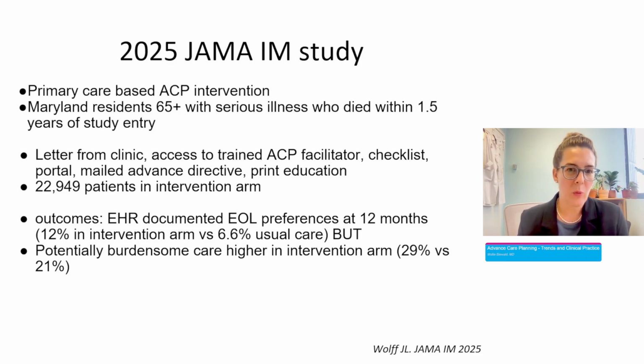What they found was that those in the advanced care planning arm had more documented end-of-life preferences. So at 12 months, 12% of the intervention arm versus 6.6% of the usual care arm had documented something about end-of-life preferences in the electronic medical record. But one thing they found was that potentially burdensome care at the end of life was actually higher in the intervention arm, where people had had access to all of these advanced care planning interventions, than in the usual care arm. So another big negative study in this area.